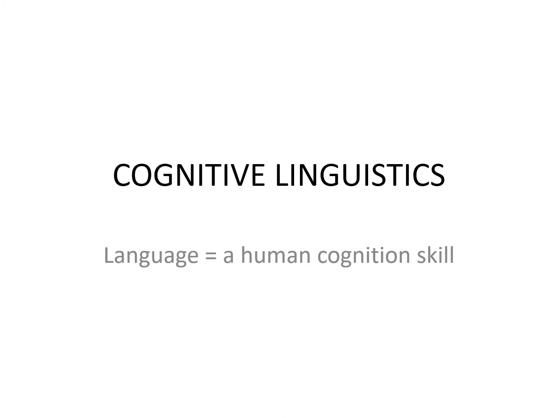Cognitive linguistics, in general, is a relatively new approach to linguistics. It is the idea that language is part of all the cognitive processes that we have in our brain, in our mind. So language is a human cognition skill, like any other, like memory, images, and things like that.